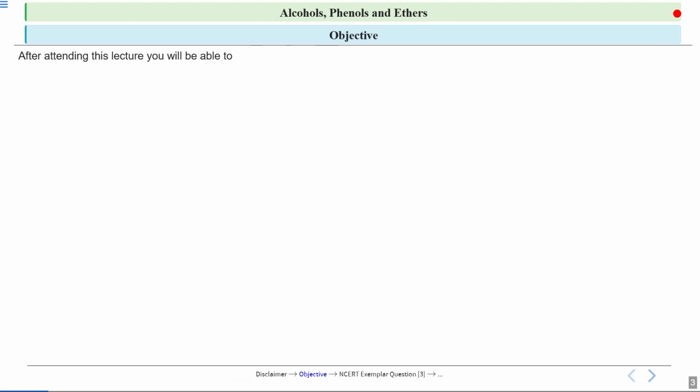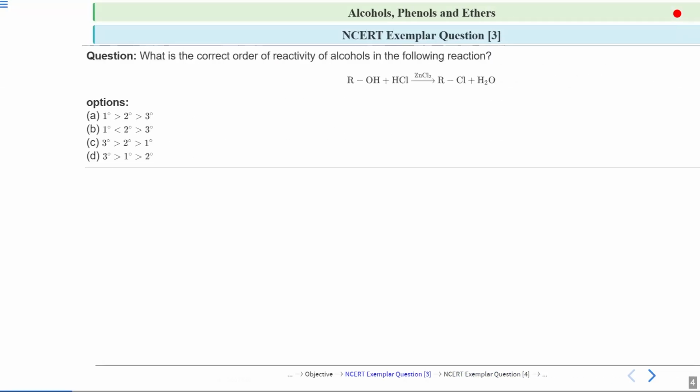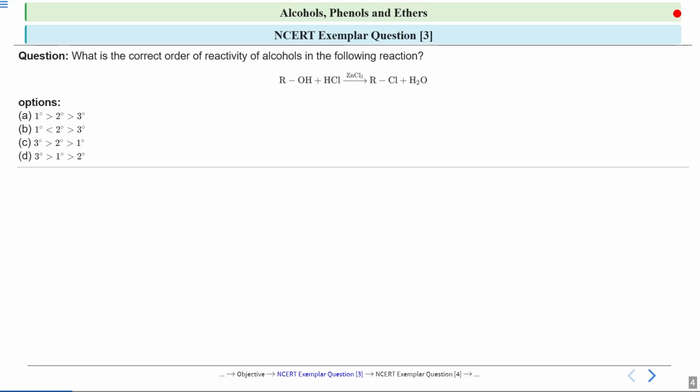Now, what is the objective of today's lecture? After attending this lecture, you will be able to solve the NCERT Exemplar questions of alcohol, phenols and ethers. Okay, so let's start with today's lecture.